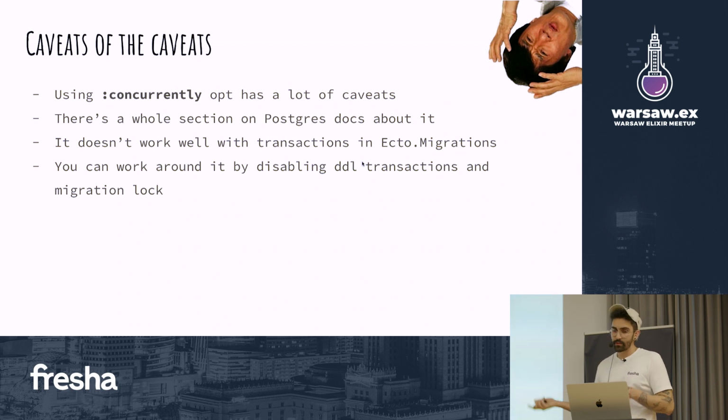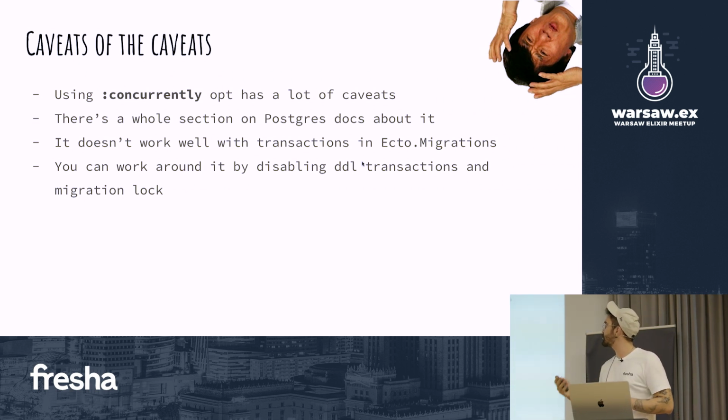But there are some caveats to the caveats. If you try to create your index concurrently, and this is not only for the Elixir context, if you go to the Postgres documentation there are a bunch of caveats about things you should take care of. So go through the documentation and get acquainted with it.